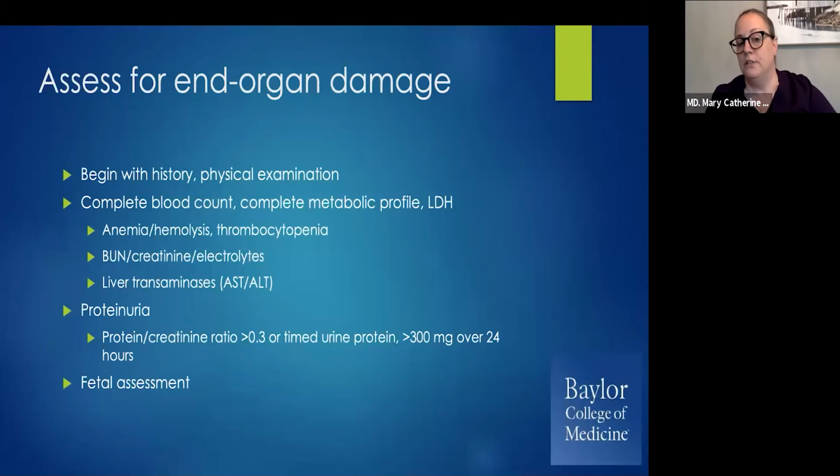Like I said, we tend to get a protein creatinine ratio right off the bat. And then depending on the result of that and the overall clinical picture, we might follow that with the gold standard 24-hour timed urine protein. And then finally, some sort of fetal assessment. That could be determined by the clinician and gestational age, but certainly some sort of fetal monitoring is part of the initial assessment, with the placenta being one of the end organs, of course.